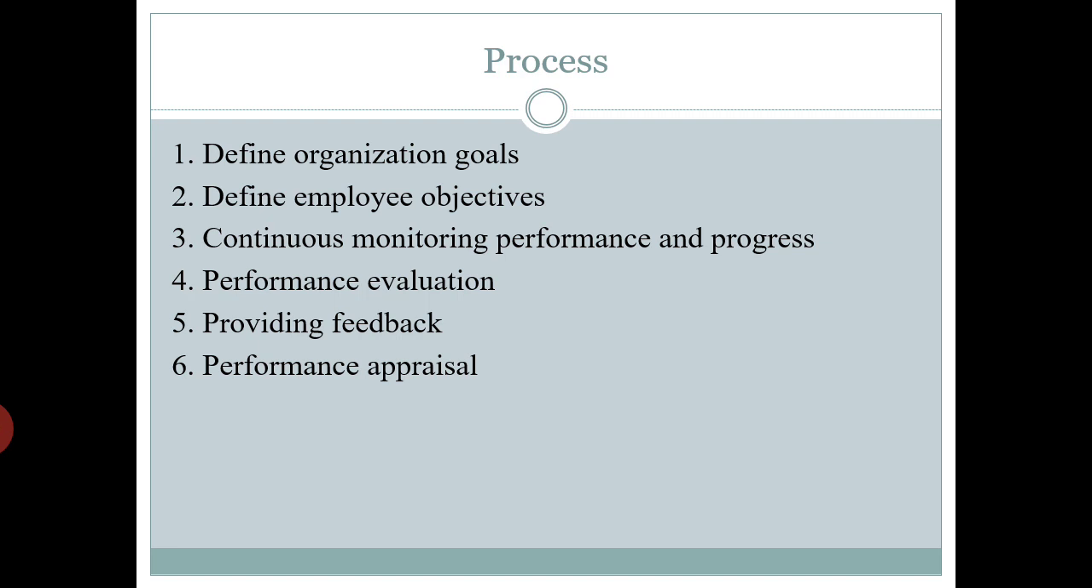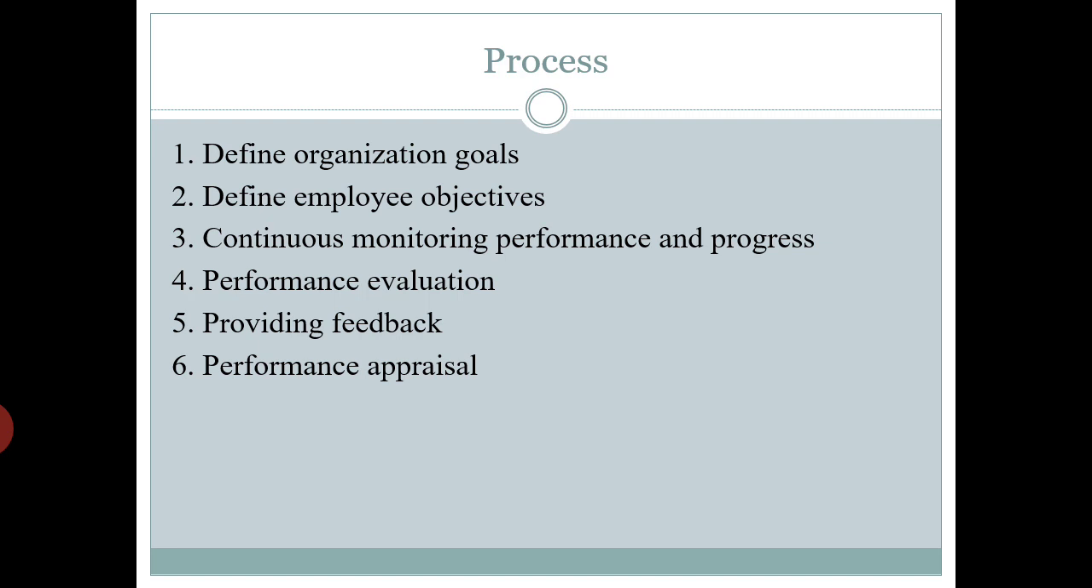Then the next thing is continuous monitoring of performance and progress. What does it mean? Though the management by objectives approach is necessary for increasing the effectiveness of managers, it is equally essential for monitoring the performance and progress of each employee in the organization.